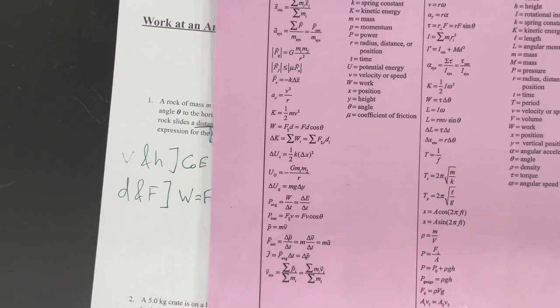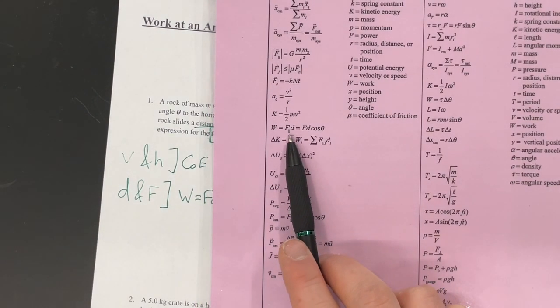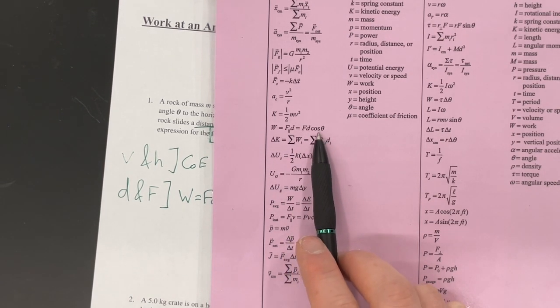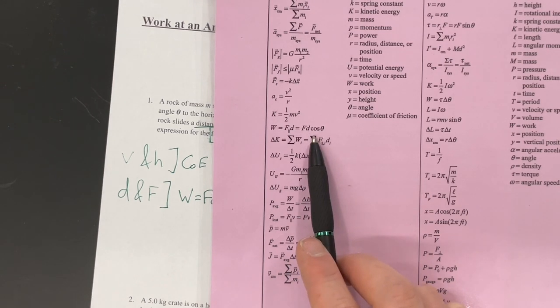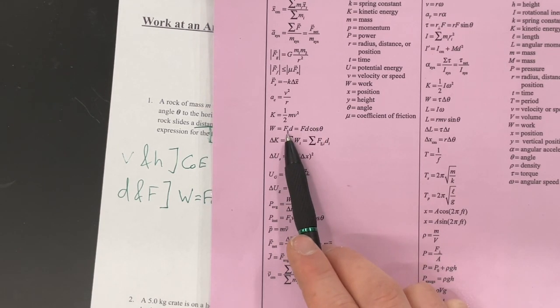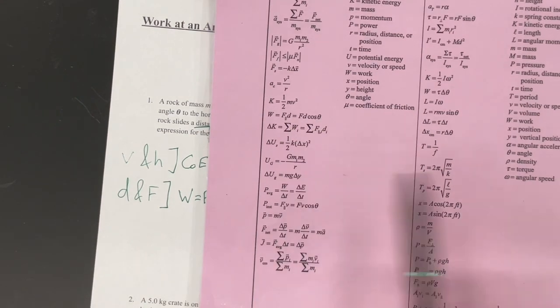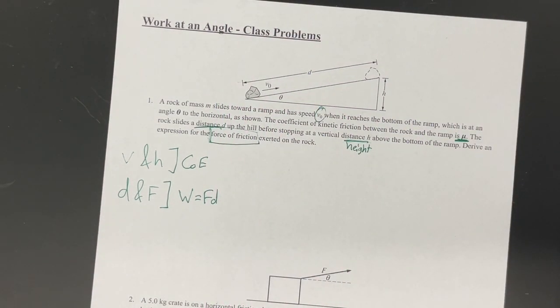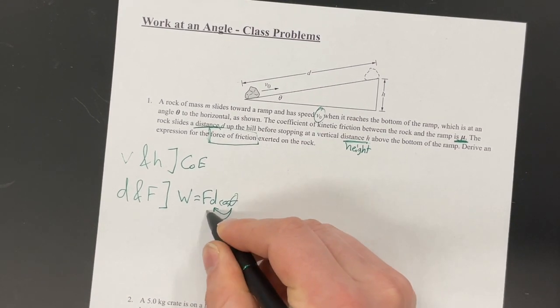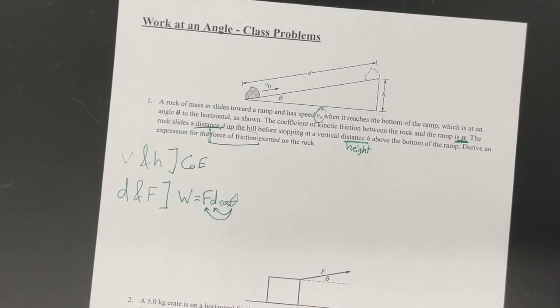But here's kind of the new thing. Looking at our equation sheet, work is the force parallel to the displacement times the displacement, but if they're not parallel, it's Fd cosine theta. It's this second part of the equation that's really the focus of this lesson. When do we use Fd cosine theta, or when do we use work equal to force parallel times displacement? Theta is always the angle between the force and the displacement.